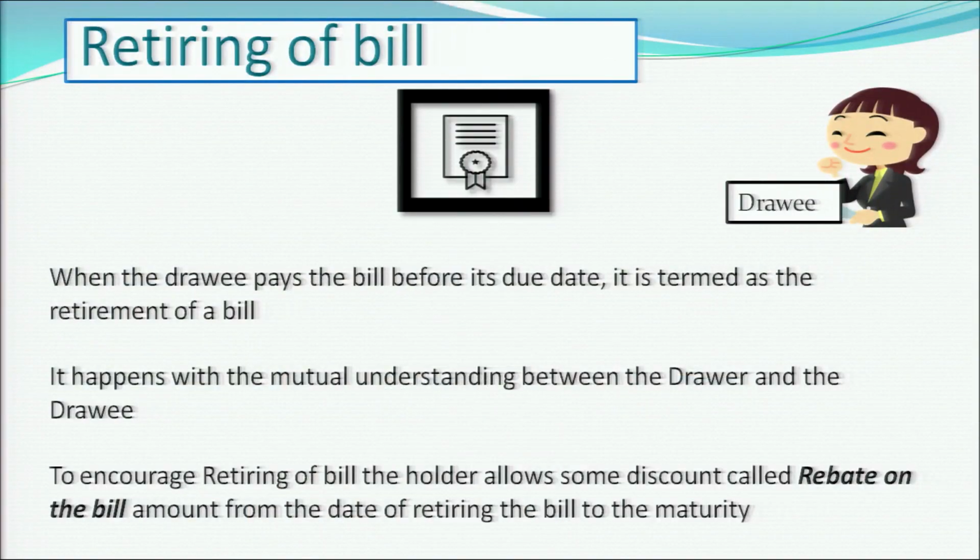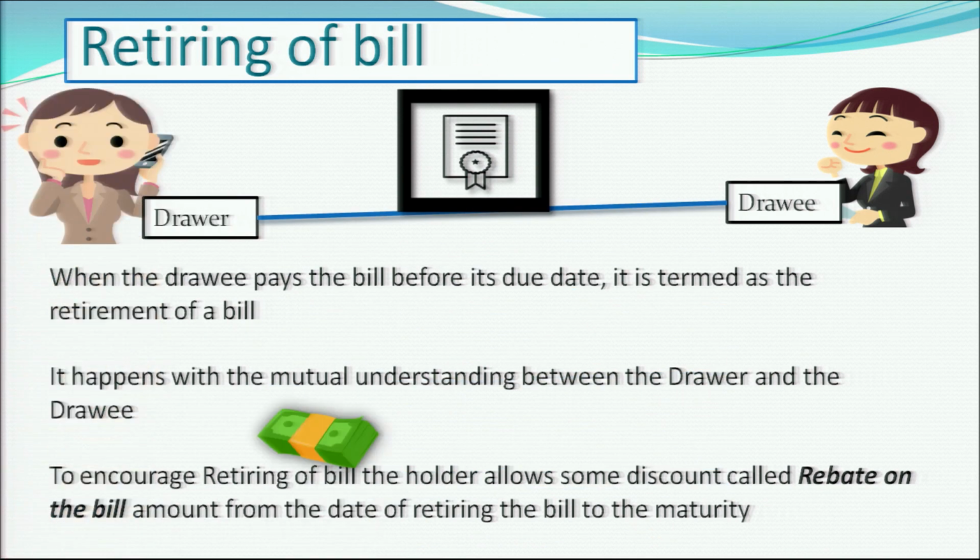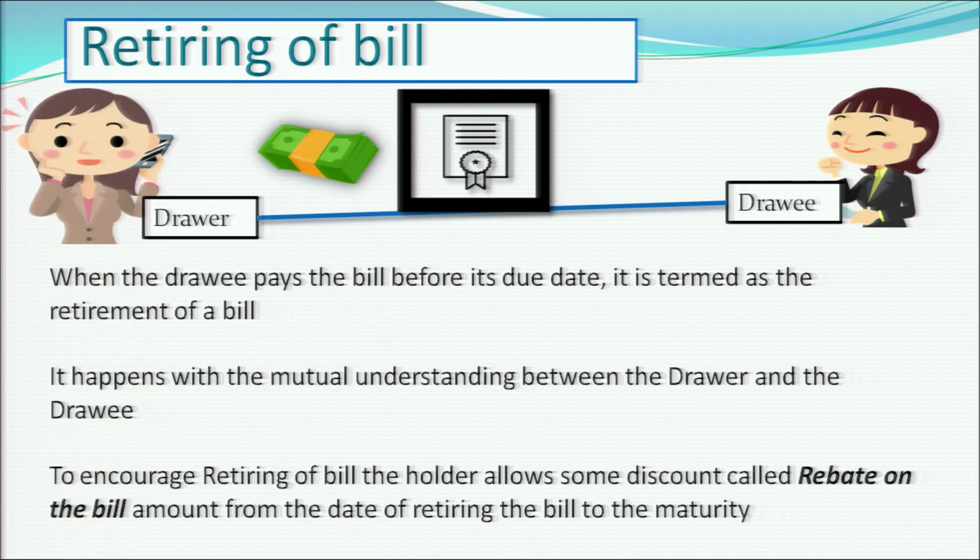Okay, let us understand the retiring of bill situation. When the drawee pays the bill before its due date, it is termed as retirement of bill. Here the most important thing is the date. For example, the drawee is supposed to pay on 28th of October, but he's paying on 28th of September, so he's paying before. Here, the drawer is going to give a discount. That discount is named rebate on bill.